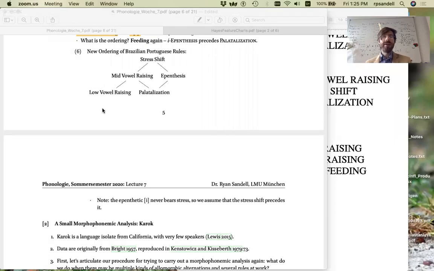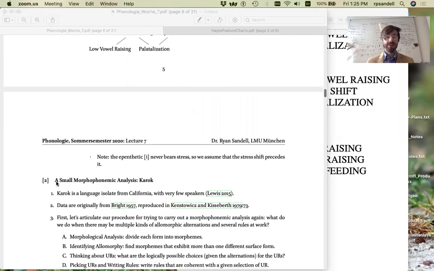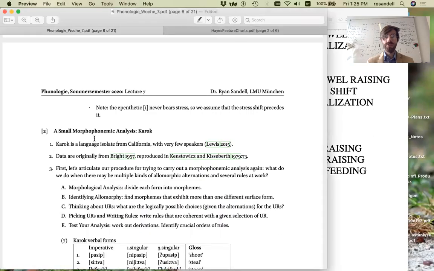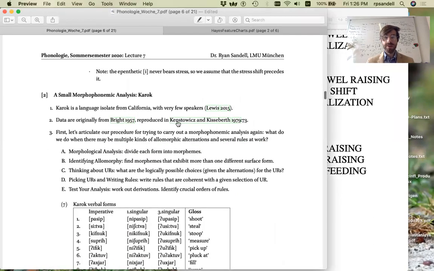Hi everyone, welcome back. Having now illustrated in some greater detail how phonological rules can interact with one another, we can move on to some data from a language isolate from California, which is now unfortunately nearly extinct. The data are taken from Kinstwitz and Kissebert's famous book on generative phonology here. And in this case, we won't be concerning ourselves so much with the ordering of phonological rules as with the analysis of the underlying representations that arise in the forms of morphemes.